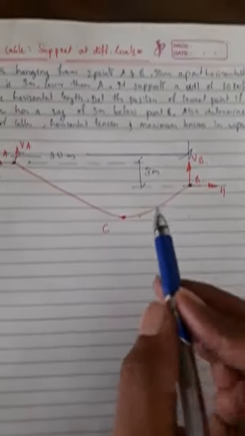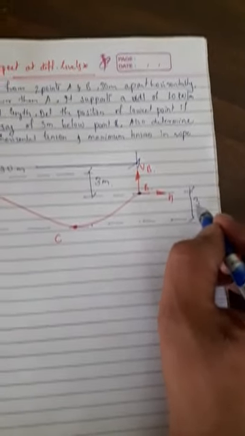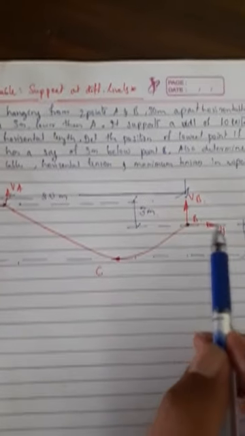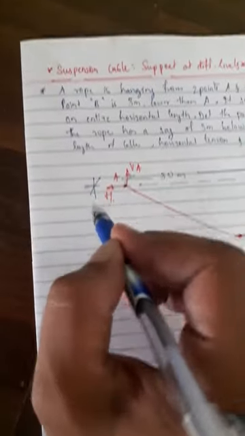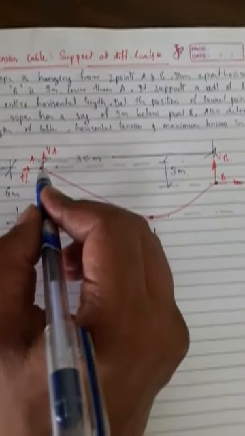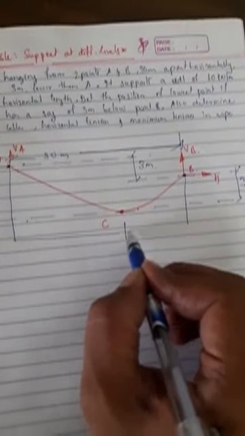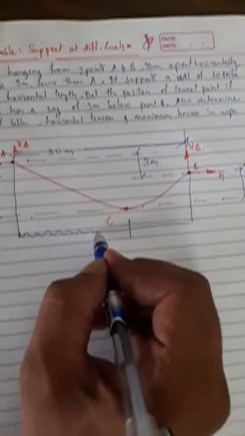Distance between the 2 points A and B is 3 meters. Point C is 3 meters below this. So let me draw a horizontal reference line for the lowest point. This distance is 3 meters. Now overall this distance from here till here is 3 plus 3, 6. So here the UDL is supported.